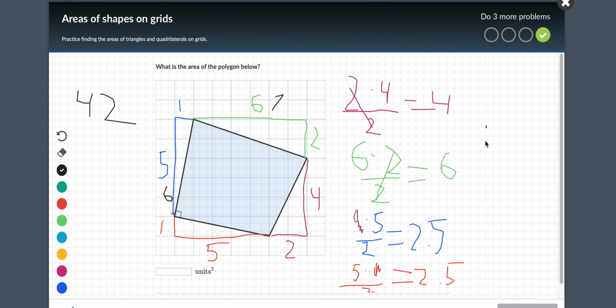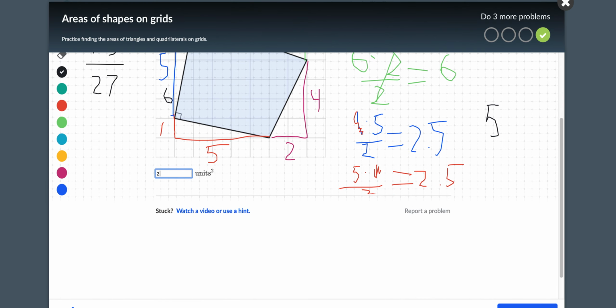And then these added together is 10. And then these two are 5. So that's 15. Now I'm going to subtract 15 from the 42. And I get 27, which is our answer.